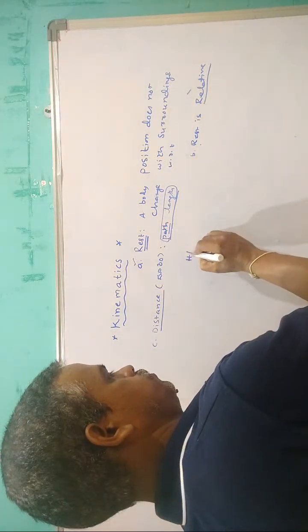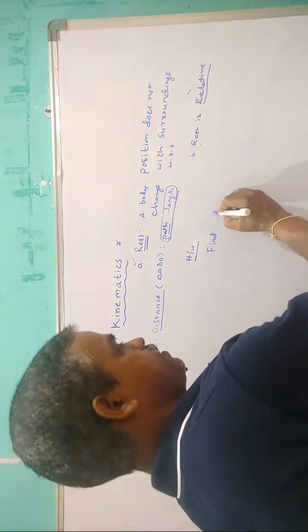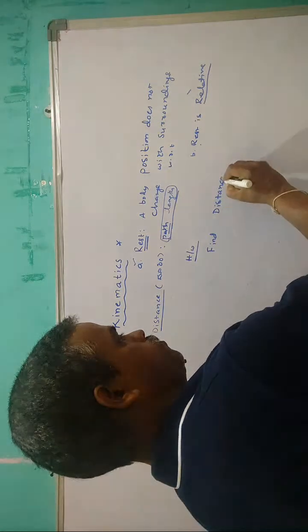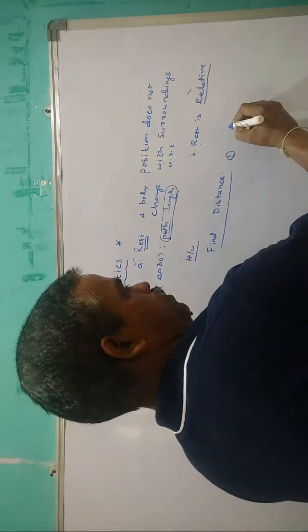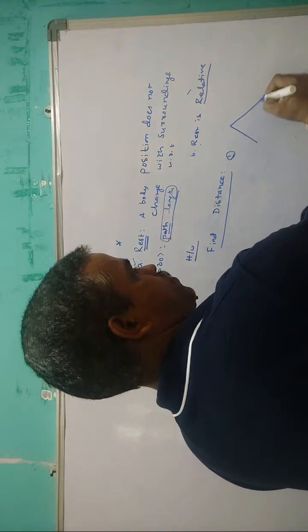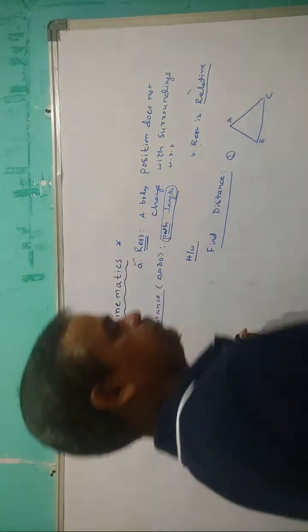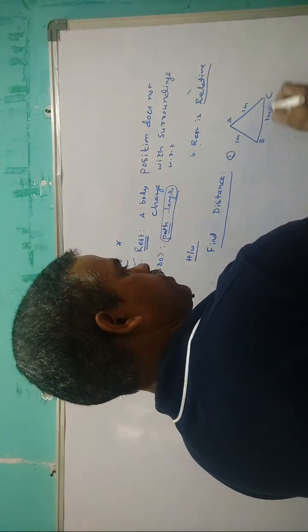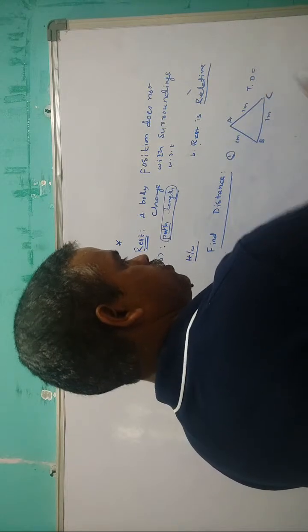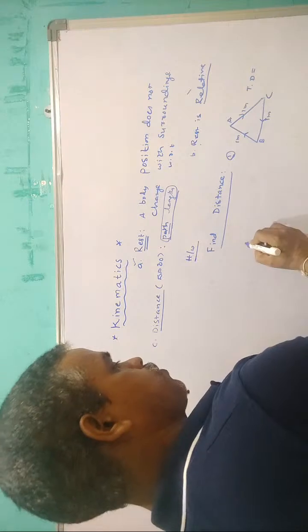First one, find distance. This is a triangle, points A, B, C, with sides 1 meter, 1 meter, 1 meter. Total distance, how much? We travel A to B, B to C. Next, one more.